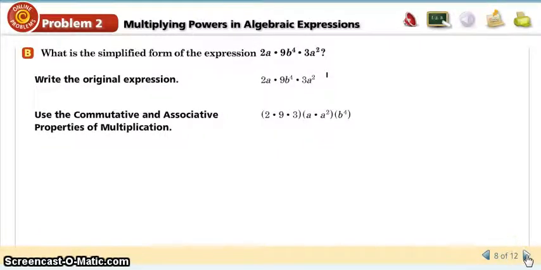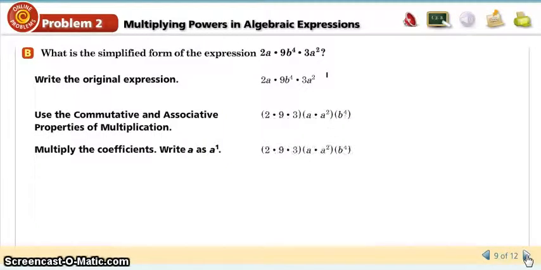So notice they put the coefficients all together, they put the base with a together, and they put the one base that has a b by itself. Now, multiply the coefficients and write a as a to the 1st power. The reason it suggests writing a as a to the 1st power is so that you remember that having that a there is an understood 1 because that's a to the 1st power. So writing it will eliminate any issues later.